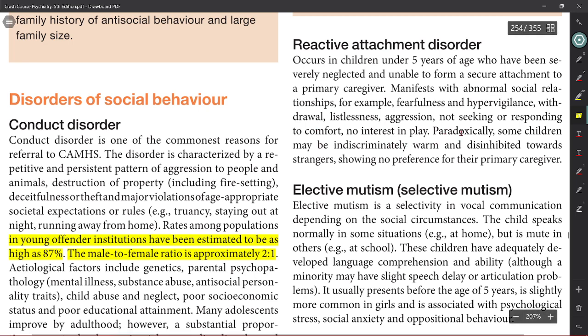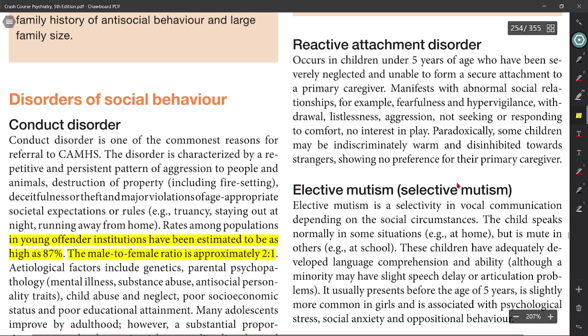In DSM-5, the last sentence here is related to another disorder. So we have reactive attachment disorder, which is fearfulness and so on, isolation, withdrawal, and so on. But disinhibition is another disorder. It's called disinhibited social engagement disorder.